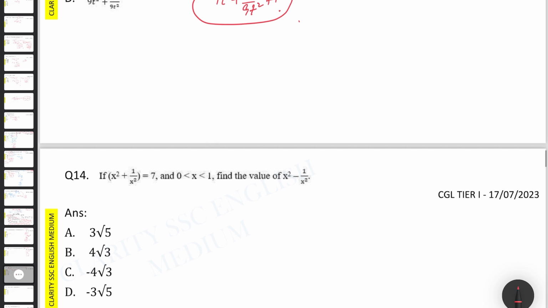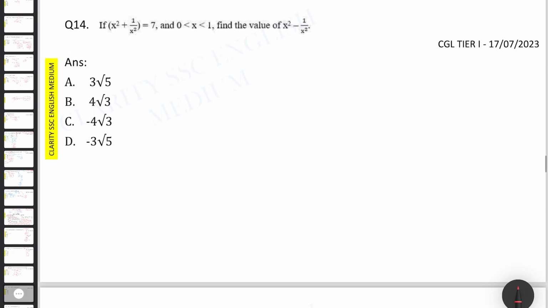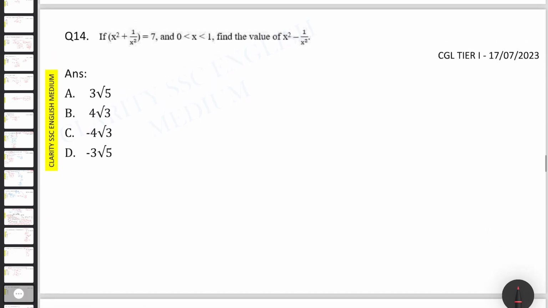Okay, let's move on to the next question. Question number 14 says, if x squared plus 1 by x squared is equal to 7. It's a very easy question. I've already told you this one is square, this one is square, so we don't need to evaluate in the form of x plus 1 by x. We can directly jump here. n square minus 4, obviously. What is n here? 7. 7 square minus 4 is 45. Root over 45 is 9 and 5. So obviously 3 root over 5.